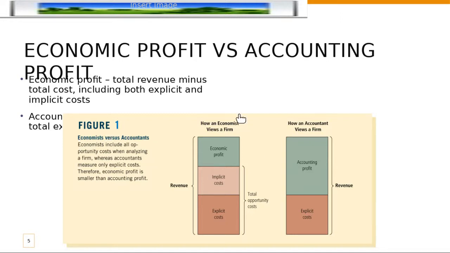And so you can see this breakdown here as we zoom in. For an accountant, this is your total revenue, this is your total cost, and this gap between the total revenue and total cost is your profit, the green area. For the economist, however, you add in these implicit costs, which ultimately reduce your economic profit.